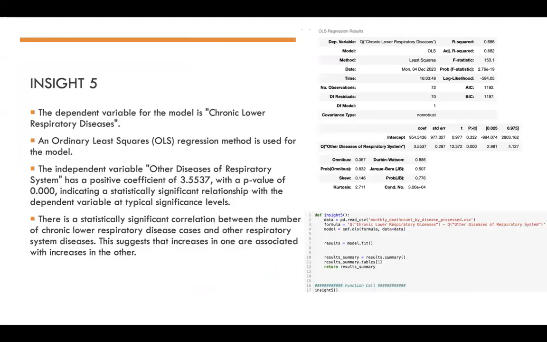In my final analysis, I ran an OLS regression model. This was also really fun. It was my first time doing this. I retrieved a positive coefficient of 3.55, which indicates that increases in other respiratory conditions could predict a similar rise in chronic disease. An R-squared of 0.68 also clarifies that there's a substantial relationship between these two.